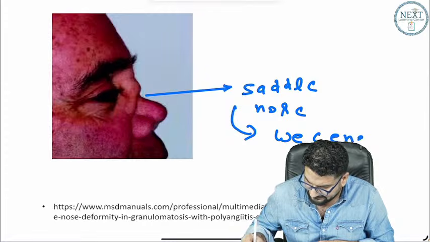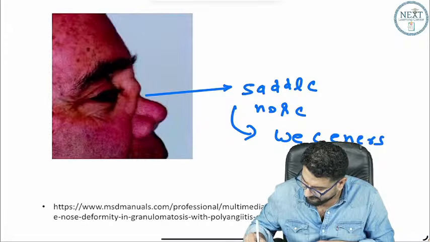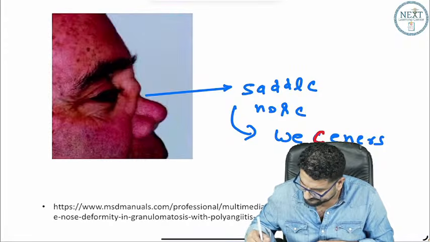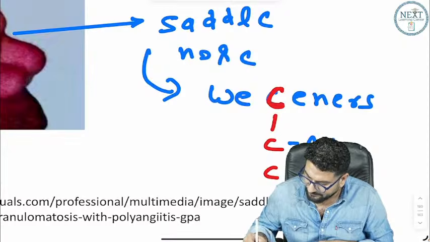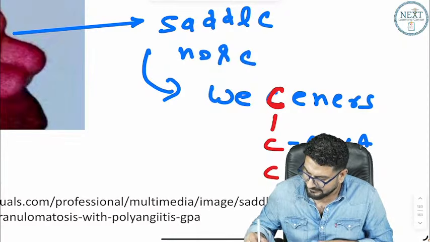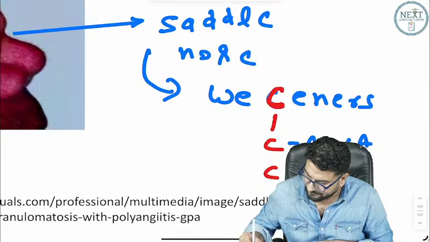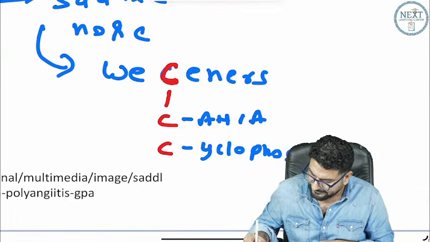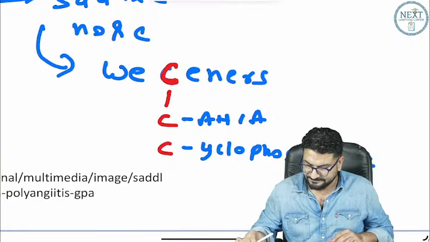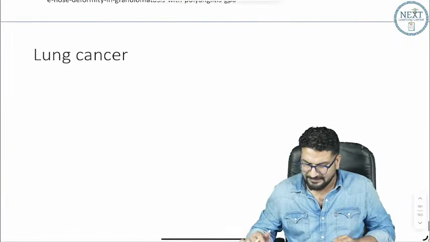Sorry, Wegener's. I will change the spelling. Wegener's. Why Wegener's? C for C-ANCA, C for drug of choice, cyclophosphamide. So C for antibody name, C-ANCA. Drug of choice in this condition will be cyclophosphamide. Okay, now lung cancer, again an important topic.